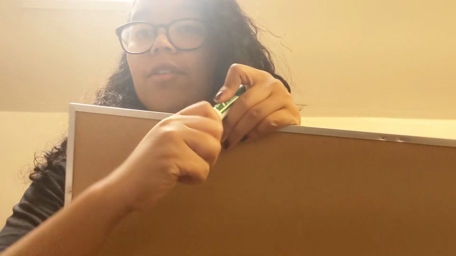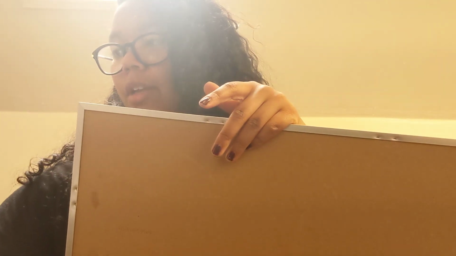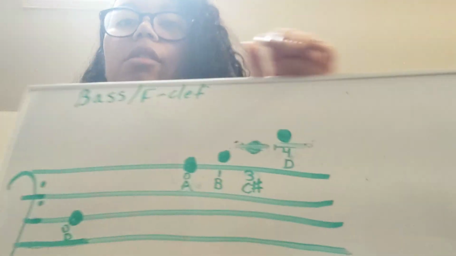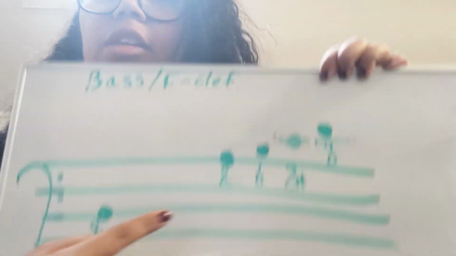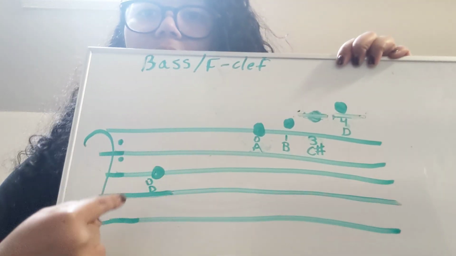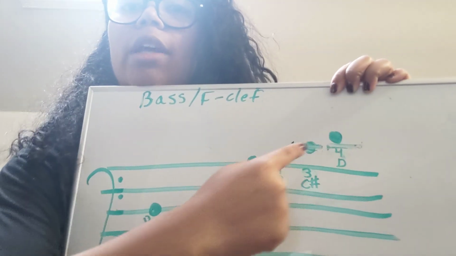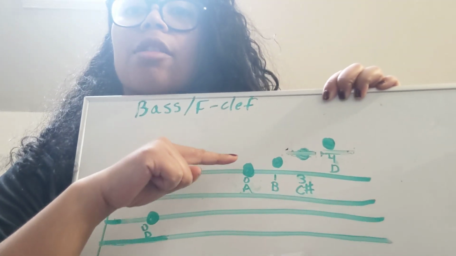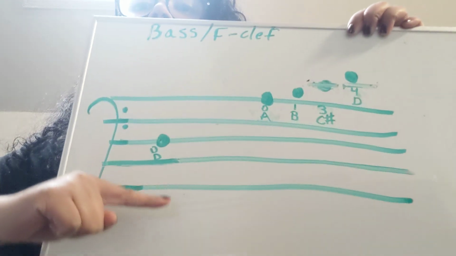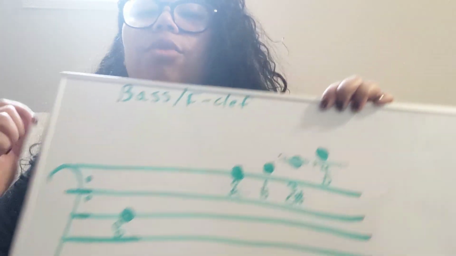So the musical staff consists of 5 lines and 4 spaces. When we start getting notes that extend past our 5 lines and our 4 spaces, these are called ledger lines. Ledger lines will extend that staff either above or below the usual 5 lines and 4 spaces that we have.